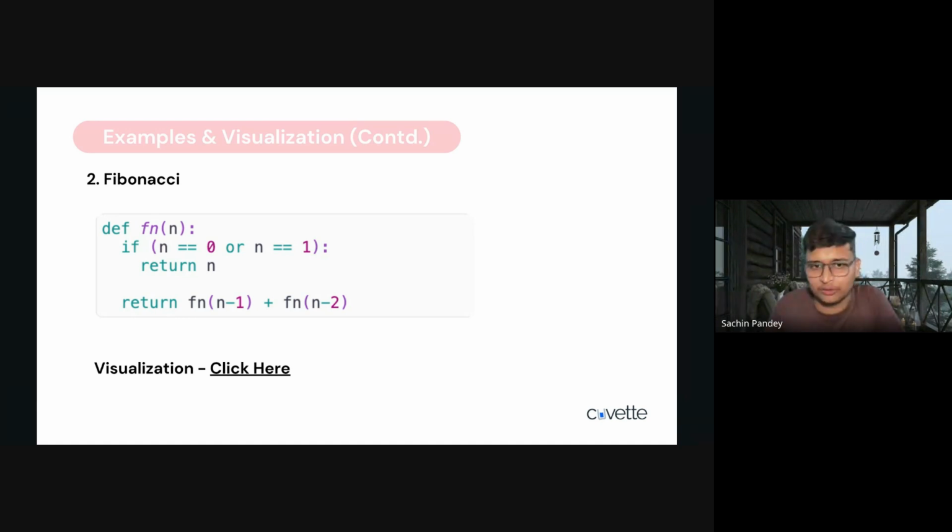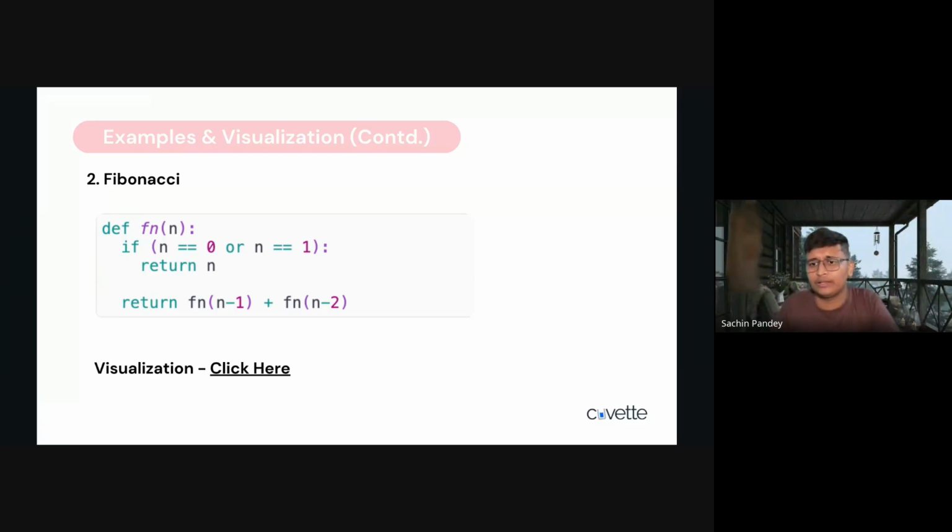If n is equal to 0 or n is equal to 1, return n. Because if I'm asking for the 0th Fibonacci number, it will be 0 only. If I'm asking for the first Fibonacci number, it will be 1 only. So that is the minimum value for the Fibonacci series. The smallest valid values of n for Fibonacci are 0 and 1. In this case, 2 smallest valid values.